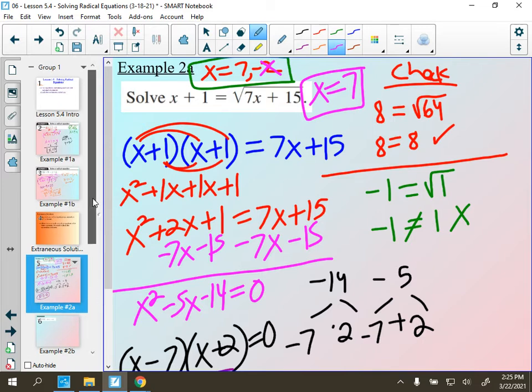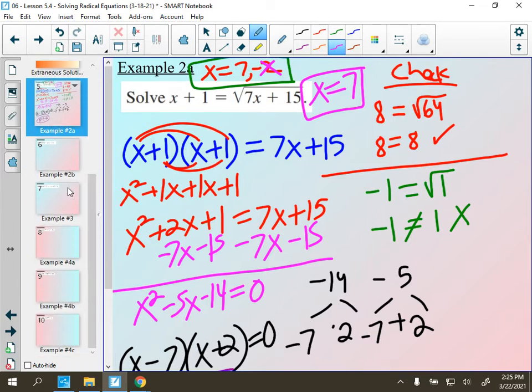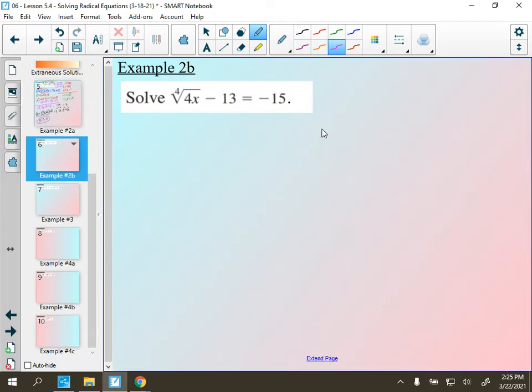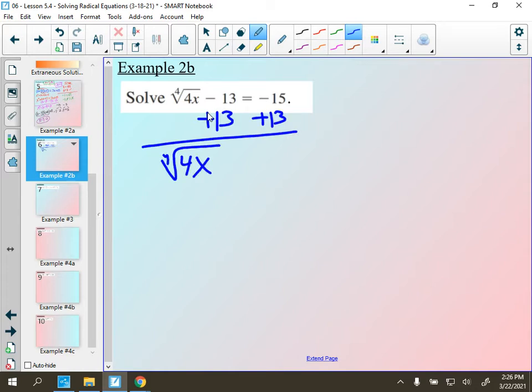We'll see here in the next one, I hope. Another example of potentially how this looks like. This kind of looks like the first two equations we solved, right? Where, all right, fine, we can solve this. I'm going to add 13 to both sides. I've got my fourth root of 4x hanging out on the left still. I've got -2 on the right.